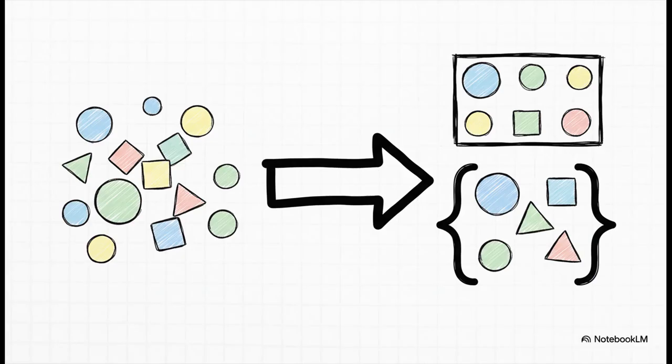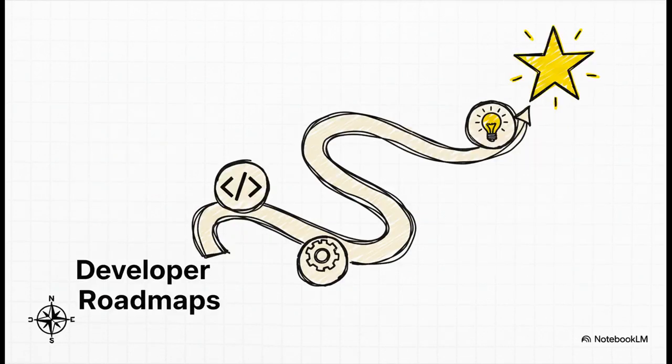So now you have a really solid handle on how JavaScript transforms data from one type to another. The next logical step is to see how we can organize all that data. So in our next explainer, we're going to dive into JavaScript data structures, where we'll look at things like arrays, sets, and maps. This is Developer Roadmaps.